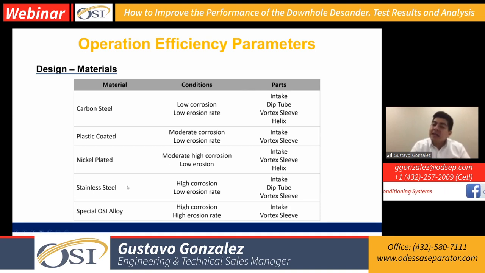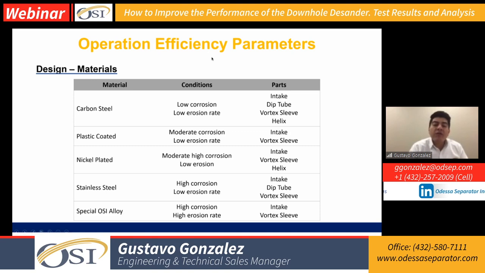One of the changes that is normally recommended, if you have a high corrosion environment, is maybe to go with a stainless steel. But stainless steel is a softer material, so if you have a high volume of sand, you can protect the system from corrosion, but it's not going to help you with erosion. So if you want to keep that balance and get something that can help you with both high corrosion environments and high erosion rates, we suggest going with a special alloy that we provide.